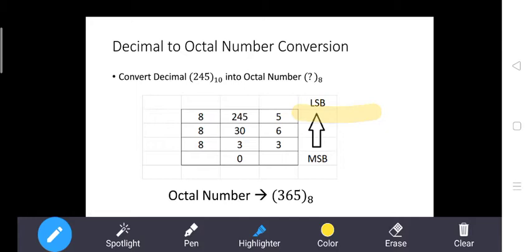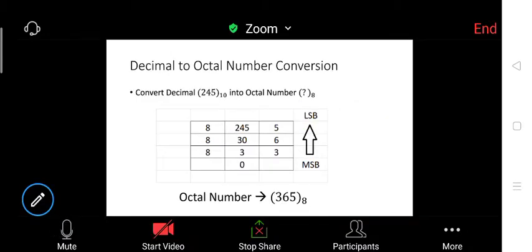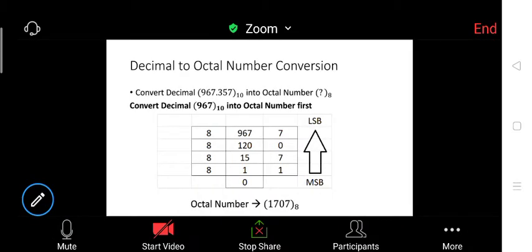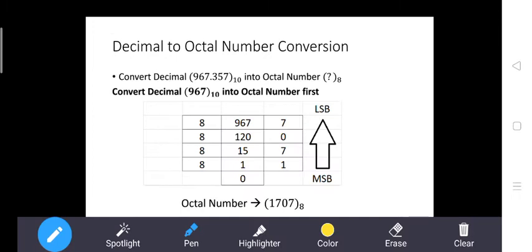Next, in this problem, we convert a floating decimal to a floating octal number. For this, I take the number 967.357 decimal. I want to convert this number into the corresponding floating octal number.